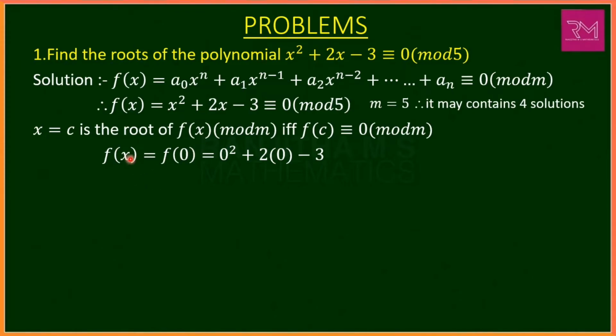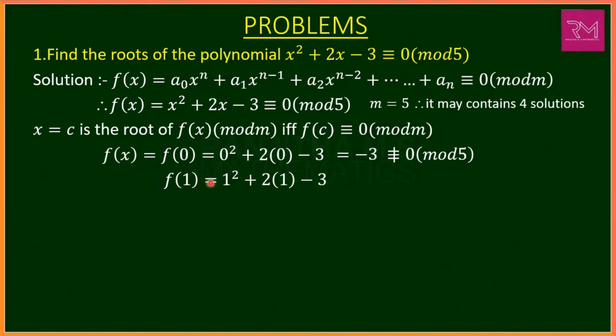First, substitute x as 0. We get 0 square plus 2 into 0 minus 3. 0 square is 0, plus 2 into 0 is 0, minus 3. Hence we get f of 0 is minus 3. Obviously it is not congruent to 0 mod 5, because 5 does not divide minus 3 minus 0, which is minus 3 itself. So at x equal to 0, the polynomial congruence is not satisfied because f of c is not congruent to 0 mod 5.